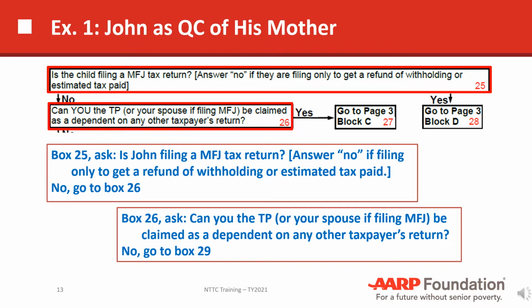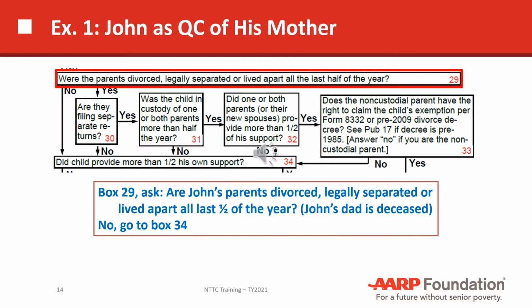Box 26 asks: can you, the taxpayer, or your spouse, if married filing jointly, be claimed as a dependent on any other taxpayer's return? And the answer here also is no, and that sends us to box 29. The question in box 29 wants to know whether John's parents are divorced, legally separated, or lived apart for all of the last half of the year.